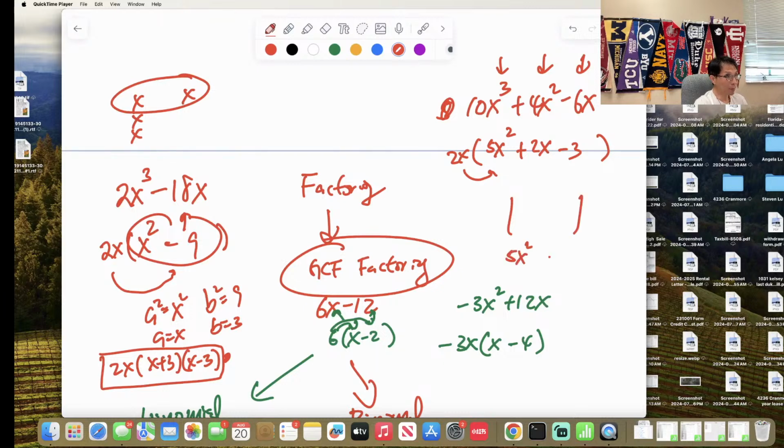So that's going to be 5x and x, and this is a 1 and 3, right? 5x and 3x, which one needs to be negative? 3, right? So it'll be 2x times 5x minus 3 times x plus 1. And that's the factored form.